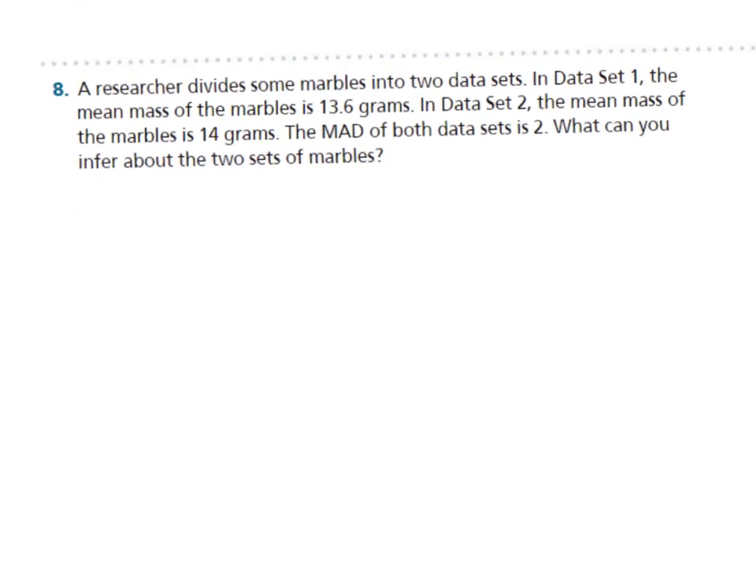So number 8, we have marbles in 2 sets. Data set 1, the mean is 13.6 grams. And data set 2, the mean is 14 grams. And the MAD, or mean absolute deviation, of both sets is 2. So what can you infer about the two sets of marbles?